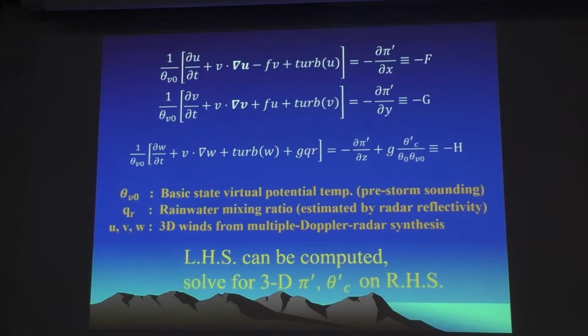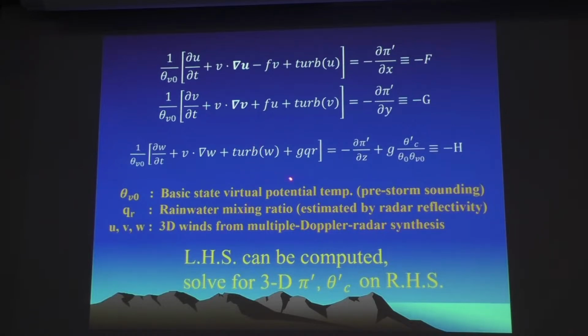When we talk about the thermodynamic retrieval, we start from 3 momentum equations. On the left-hand side, you can see there's a theta v0. It is a basic state of virtual potential temperature. It can be determined by a sounding. The qr is the rainwater mixing ratio here. It can be estimated by the radar reflectivity. And those terms, they include u, v, w. They are the 3-dimensional wind that can be obtained by the multiple-Doppler-radar synthesis. So that means the left-hand side can be computed.